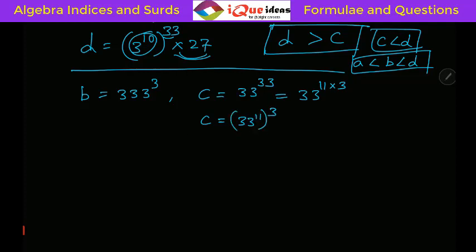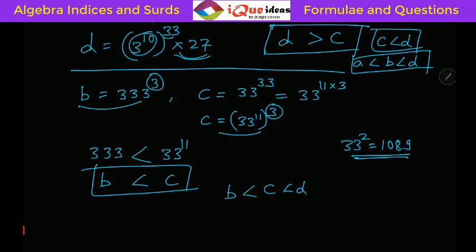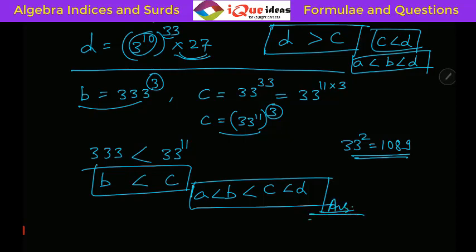Now compare B and C. The powers are the same, 3 and 3. Look at 333 and 33 to the power 11. We know that 33 square alone is 1089, so 33 to the power 11 will definitely be greater than 333. So their cube, that is B, will definitely be less than C. So what do we have now? C is less than D, B is less than C, and A is less than B. So finally, the correct ascending order is A less than B less than C less than D. This is the answer to this question.